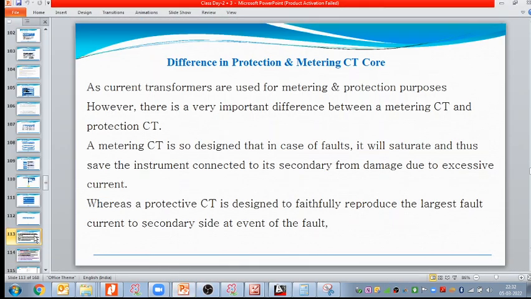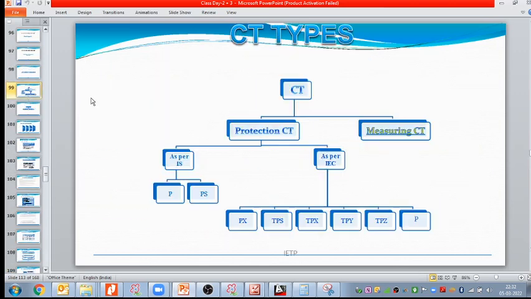So let us try to understand the protection CT. As we discussed the overall types of CT, measuring CT, now we come to the protection CT. As per the Indian standard, it is P and PS class CT core, whereas as per the IEC the protection CT core has more types: PX, TPS, TPX, TPY and TPZ. P and PS are the same as P and PX.